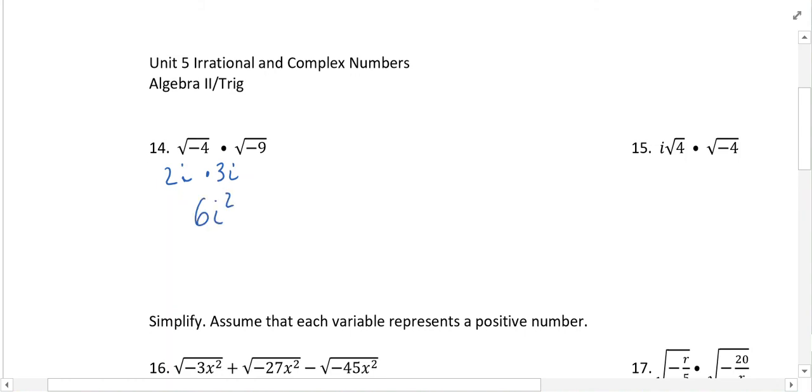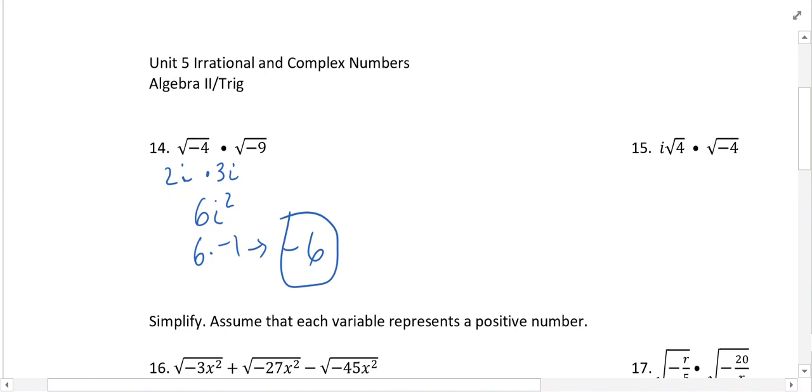But remember, we need to make sure everything is always fully simplified. And we know already that i squared is negative 1, because remember, it's rad negative 1 times rad negative 1. So this really is turning into 6 times negative 1, which is negative 6.